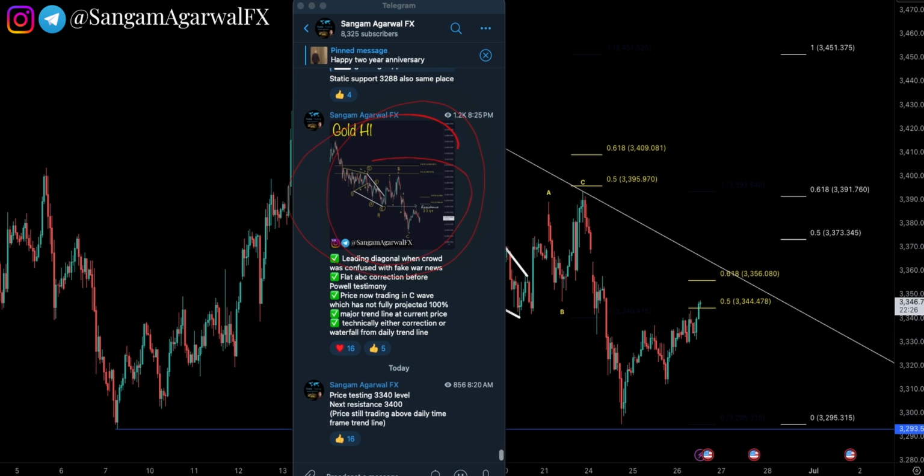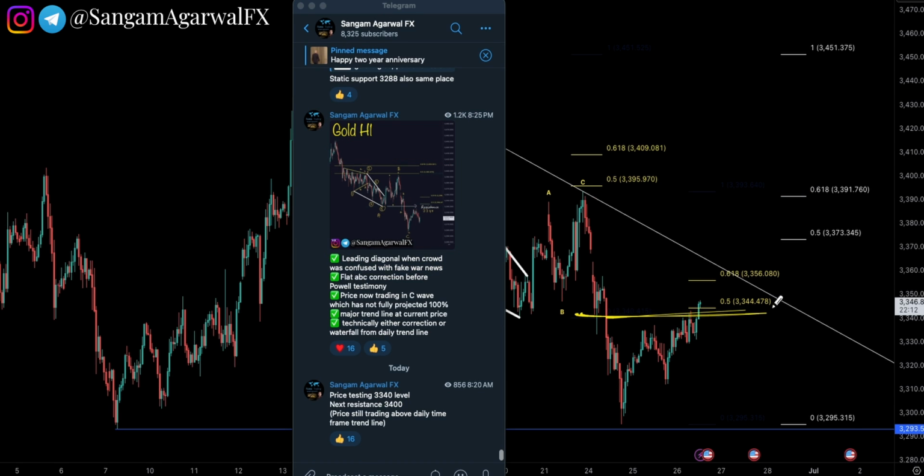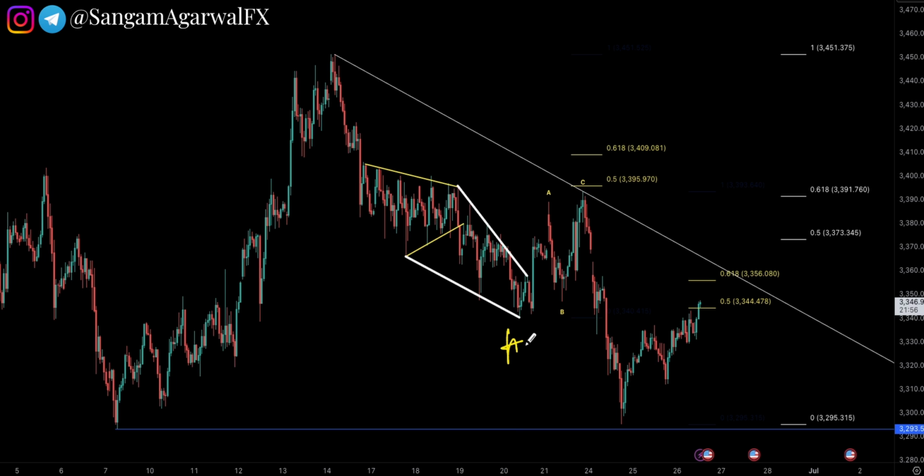So this is the wave counting I said yesterday when price was trading below 3340. Next target, like I explained, 3400. So currently price is breaking our first resistance 3340, next resistance 3400, and the same wave counting, no change. Our wave A, B and C. Wave C did not make the 100% projection, and a bounce is coming before the 100% projection. There is a chance we are still in wave C.